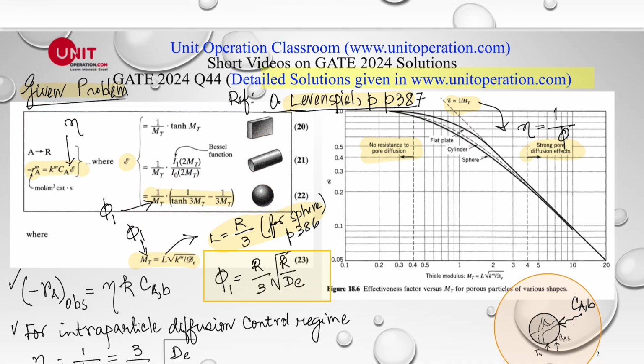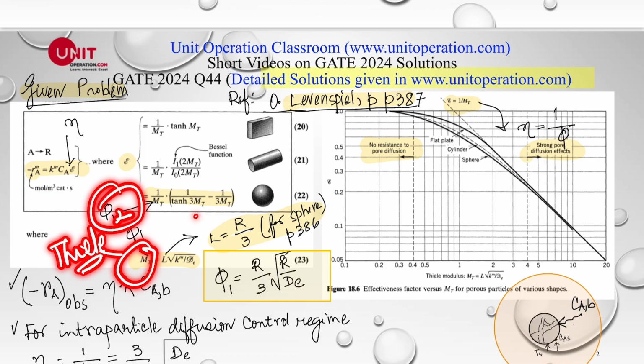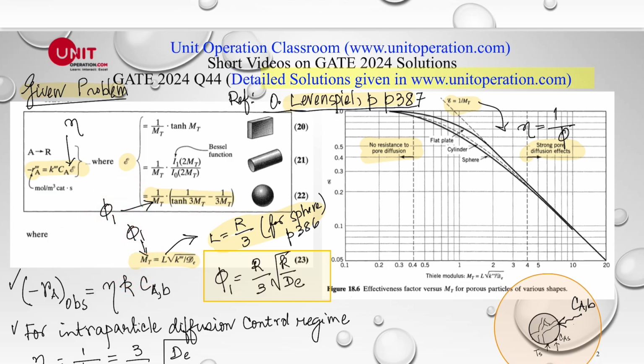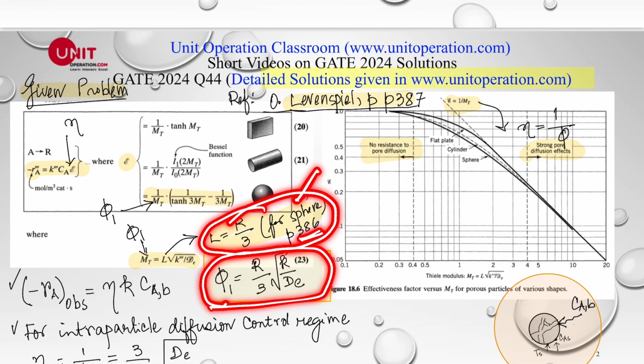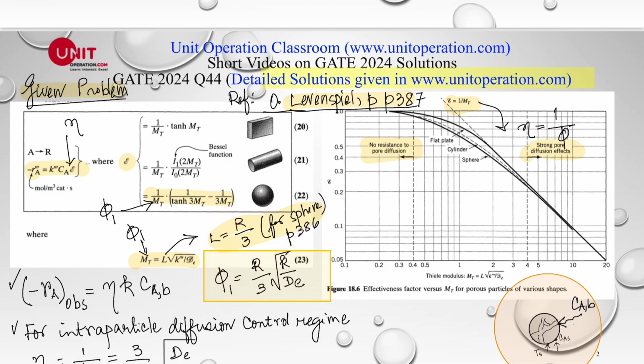And this M_T, which is the Thiele modulus, we define as phi, and I'm writing 1 because we are assuming a first order reaction. So the Thiele modulus for a first order reaction is defined by this particular relationship, where L is called the characteristic length, and this is equal to R over 3. That is also given in Levenspiel, page 386. So phi 1, the Thiele modulus for a first order reaction, is R over 3 times root of k over D_e, where D_e is the effective diffusivity, and k of course is the kinetic rate constant.